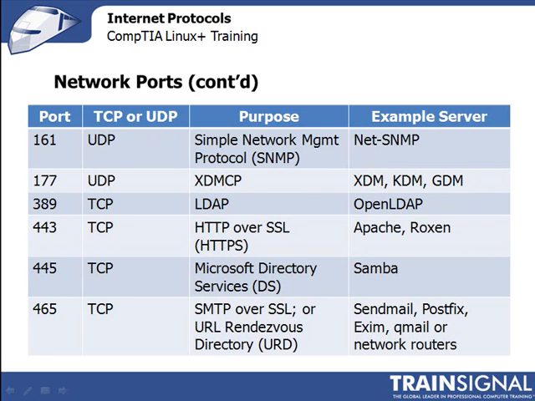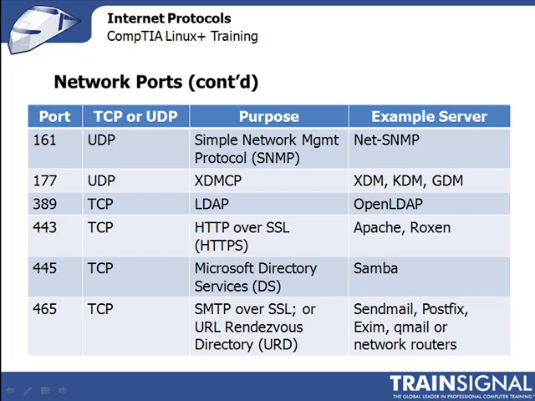Next we have port 177, which also uses UDP. Its purpose is XDMCP. Example servers are the display managers that we learned about in our display manager lesson, and they're XDM, KDM, and GDM. Next there's port 389, which uses TCP. Its purpose is LDAP, and an example server is OpenLDAP.